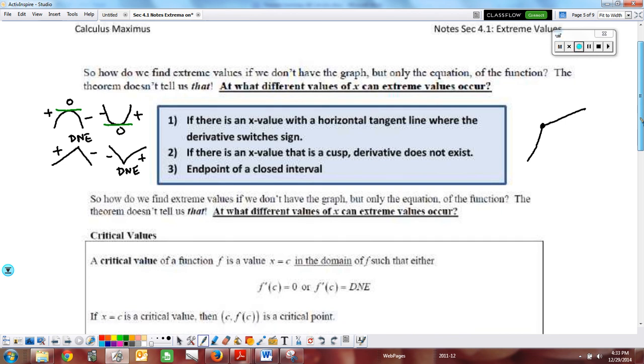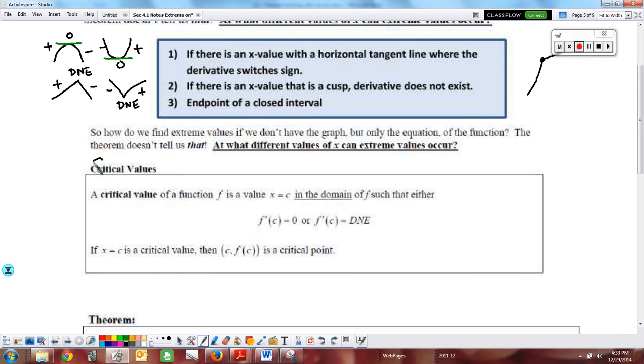Okay, so now we have this idea about where these extreme values can occur. We're going to define what's called a critical value. And a critical value, first off, has to be in the domain. This is one of those things that gets sidelined and forgotten as we get deeper into this chapter, that we first have to have a value in the domain. So there are no jumps, holes, or infinite discontinuities going on. So that either the derivative is 0 or the derivative does not exist, so that's the cusp part.